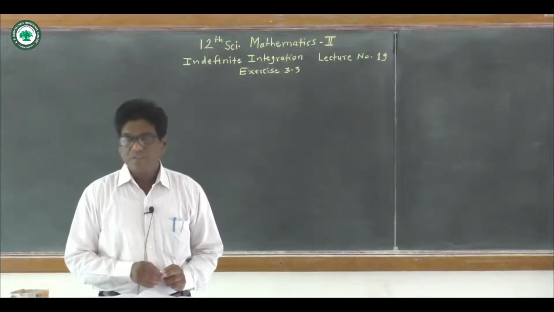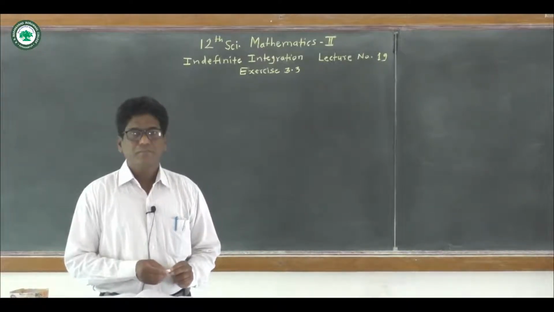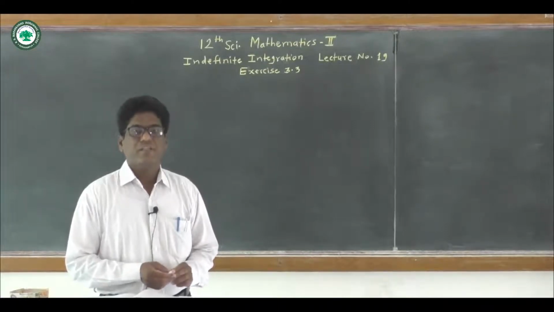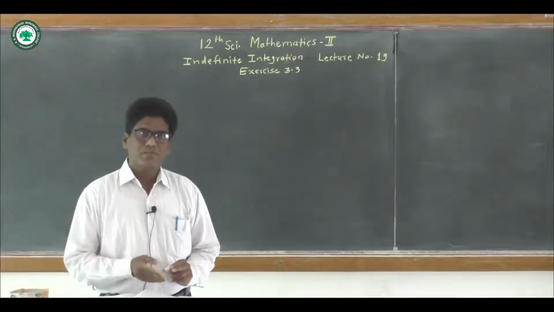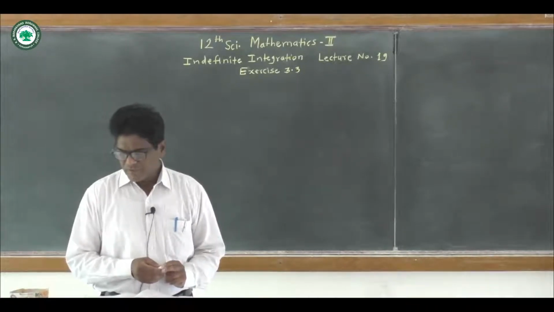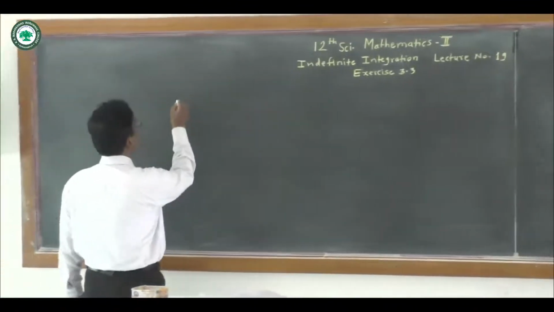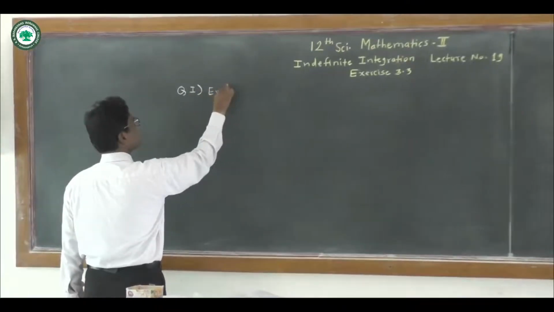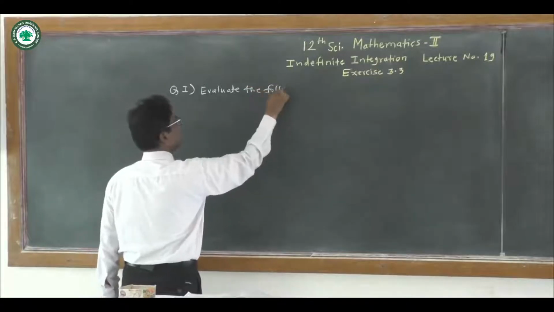These problems depend upon the integration of UV rule, that is integration by parts, and some important formulas, that is integration of root of a square minus x square dx, or integration of root of x square plus a square dx, or integration of root of x square minus a square dx, and so on. Now here we start the 12th problem. Question number 1: evaluate the following.